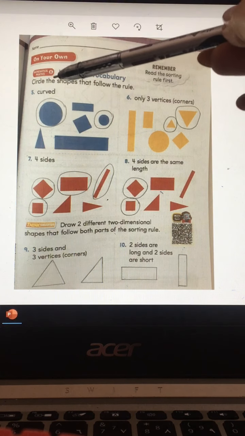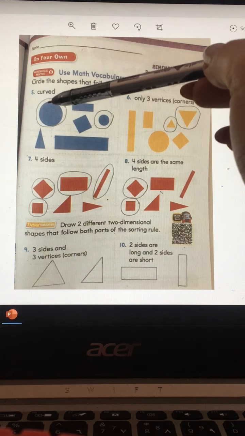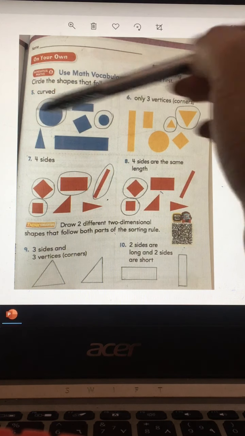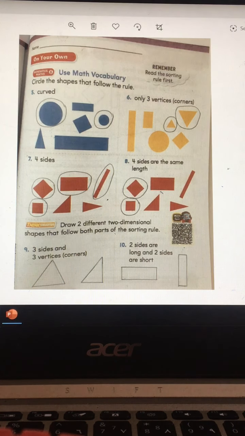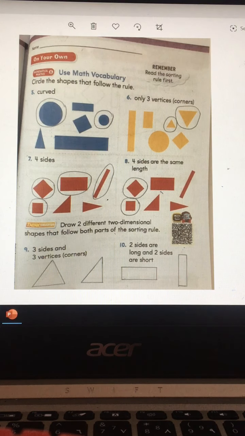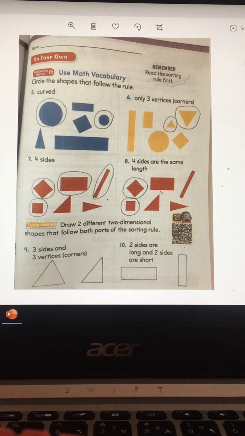But if we have a look at these 2 circles, this is the big circle and this is the small circle, both have curved surfaces. The circle is all curved. It doesn't have any straight sides. So we are going to circle these 2 circles because they are following the sorting rule.